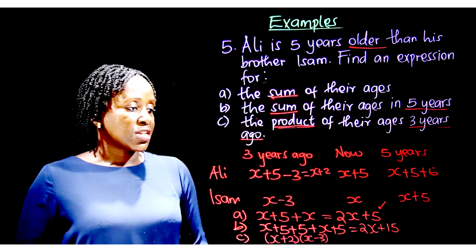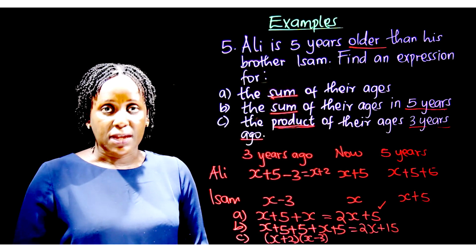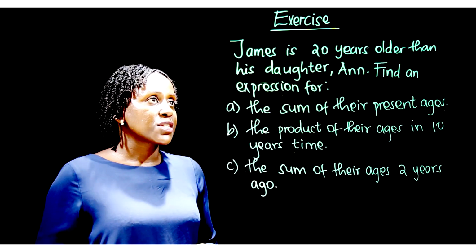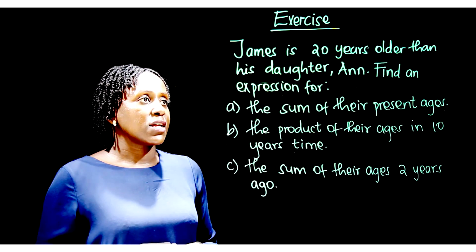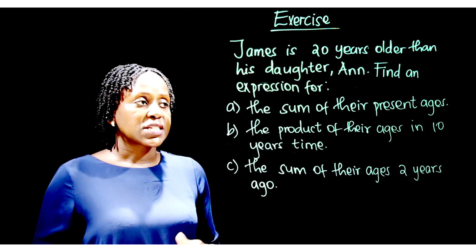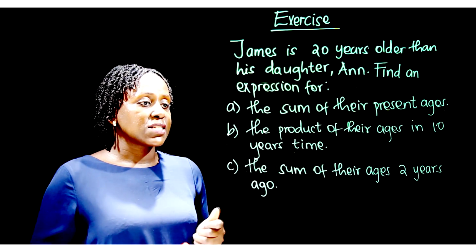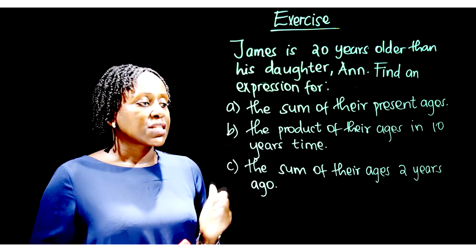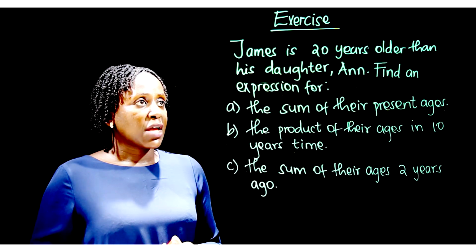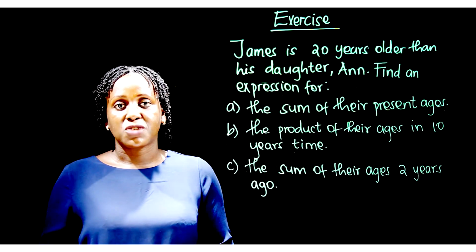So this is how you do this type of question, and now I'll give you one for you to attempt. James is 20 years older than his daughter Anne. Find an expression for the sum of their present ages, the product of their ages in 10 years' time, the sum of their ages 2 years ago. So make sure you start by highlighting all the terms that are relevant in ensuring that you come up with the correct expression.